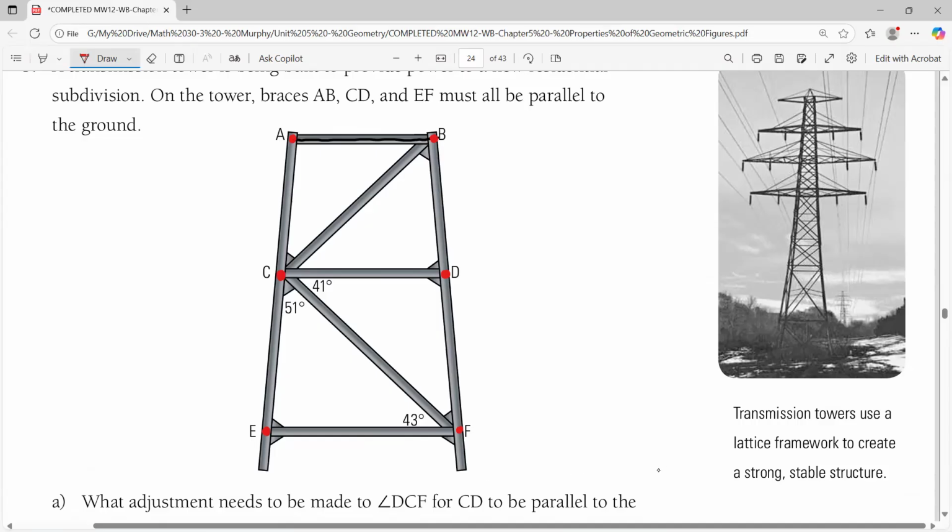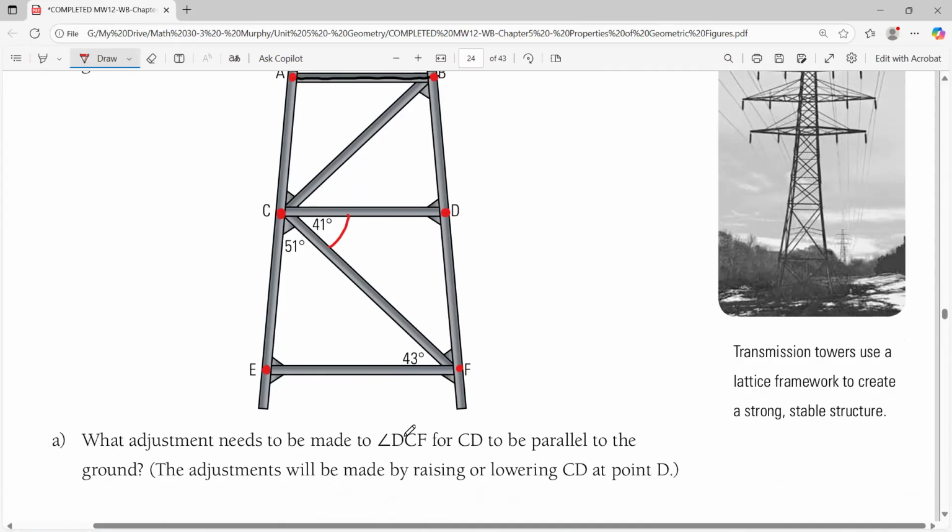So if you trace from D to C to F, that is this angle. What adjustment needs to be made to angle DCF for CD, this bar here, to be parallel to the ground? The adjustments will be made by raising or lowering CD at point D. So undo this part and lift it up or down.